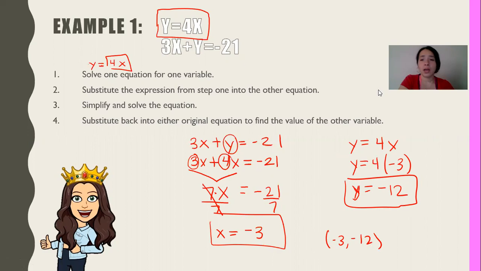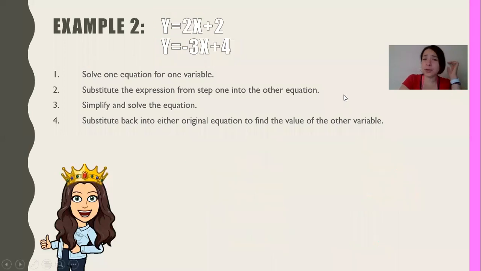Okay, and then let me pause. Go to our next slide. So for our next one, again, we have something like this. It says solve one equation for one variable. We already have it being y equals, so we don't need to do anything else. We can choose which one we want to use. I'm going to write the top one, y equals 2x plus 2.